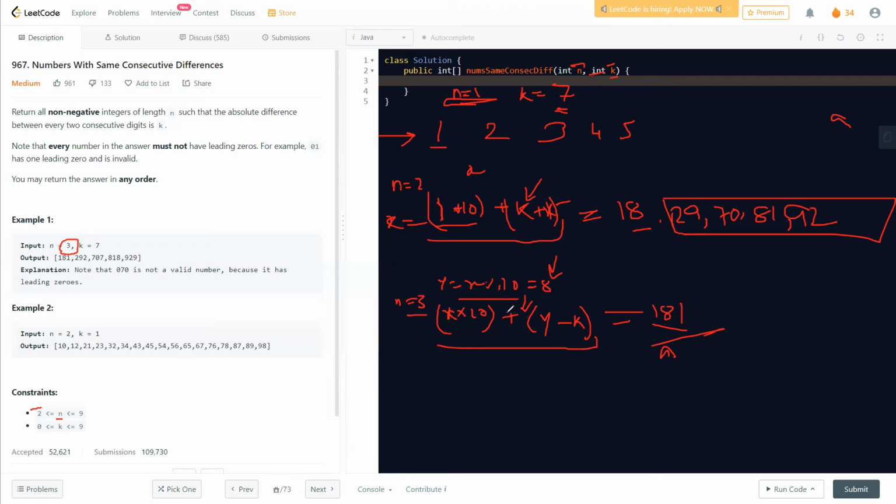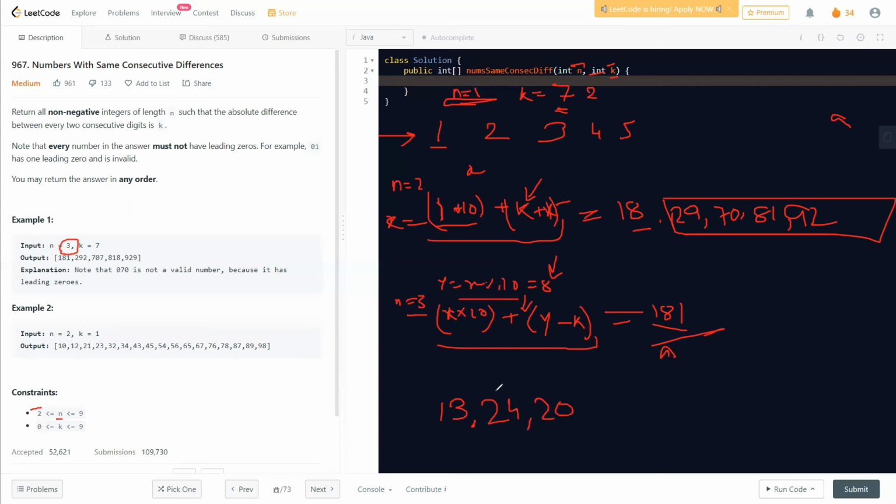The idea is finding x mod 10, which gives y, and then checking if y minus k is greater than or equal to 0, or y plus k is less than 10. If both hold, we should go for both. Why? Say k is not 7, say k is 2. For 1, it will give 3. And for 2, it will give 4, and for 2, it will give 0.